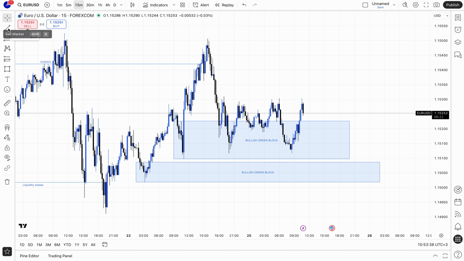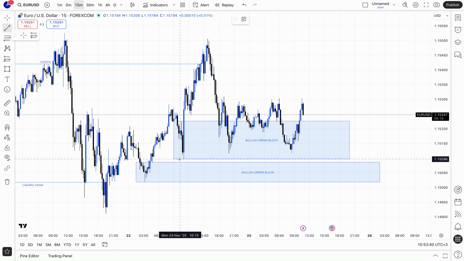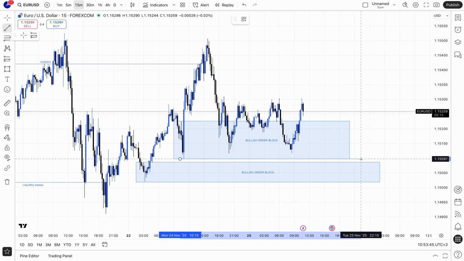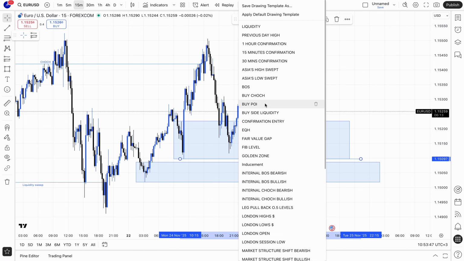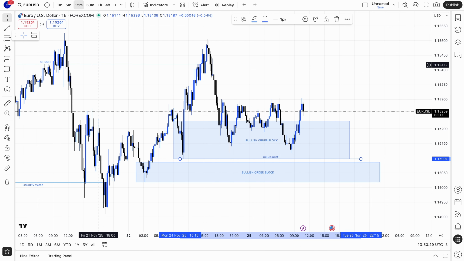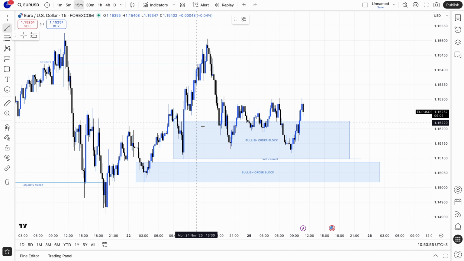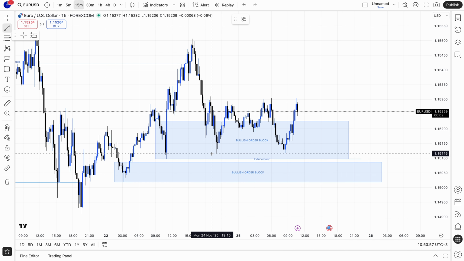And my plan is also very, very simple. I need to see price coming down here to sweep this inducement, and also to sweep this inducement down here.